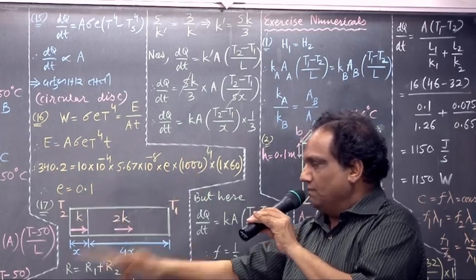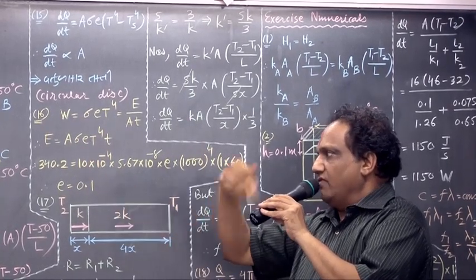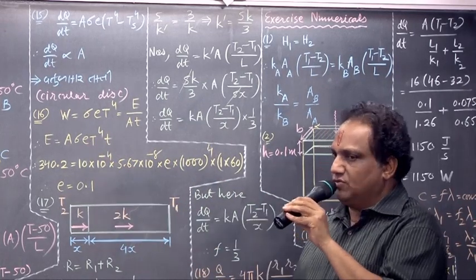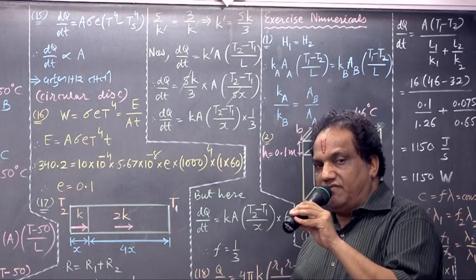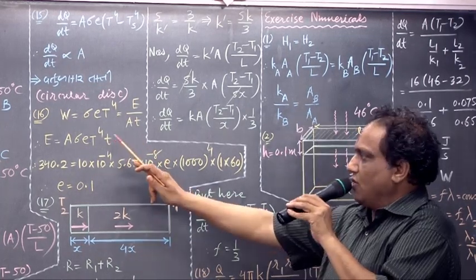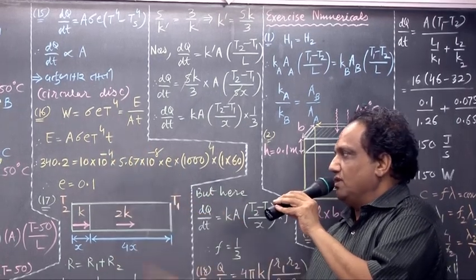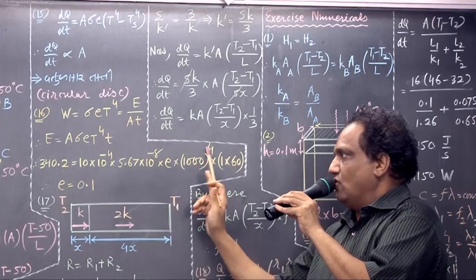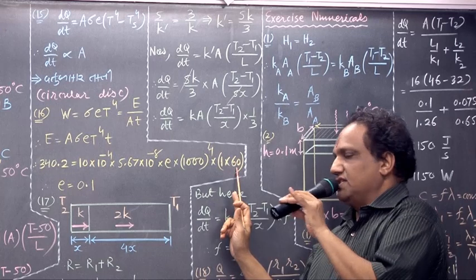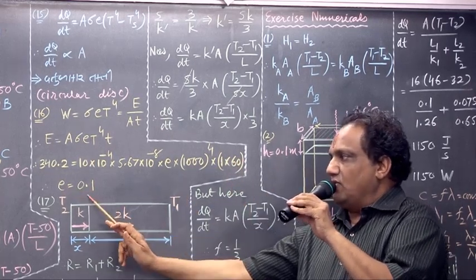It is 340.2 joule. This is surface area, you are given 10 centimeter square. Convert into meter square, multiply by 10 raised to minus 4. What about sigma, Stefan Boltzmann's constant? 5.67 into 10 raised to minus 8 watt per meter square Kelvin raised to 4. Small e, emissivity, we are looking for. Capital T is absolute temperature, you are given 1000 Kelvin, whole raised to 4. And into this time, you are given 1 minute, that is 60 seconds. Simplify, find out small e. Small e is 0.1.